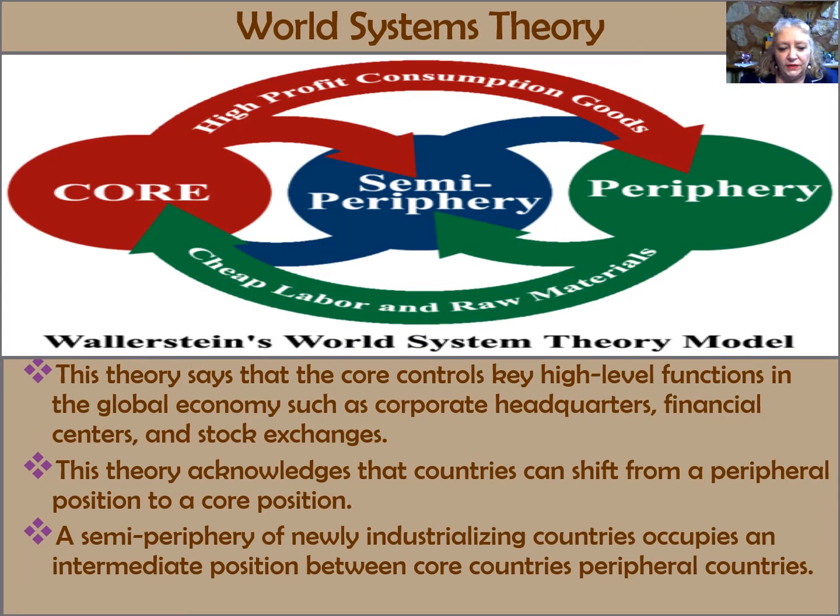So Wallerstein's world systems theory model. This is always on the test, so you'll have to make sure that you know what this really does mean. It was a theory that was developed by a sociologist named Immanuel Wallerstein, and he argued that international trade has led to a capitalist world economy. Now, this world system is based on wealth and power and is arranged according to influence.